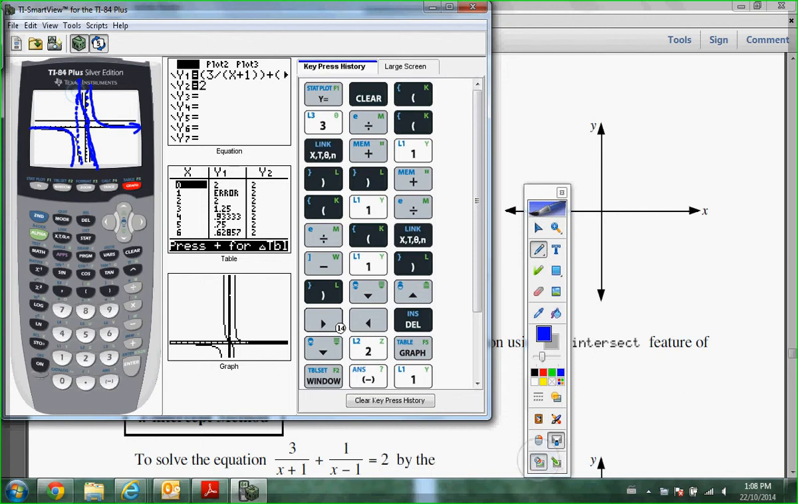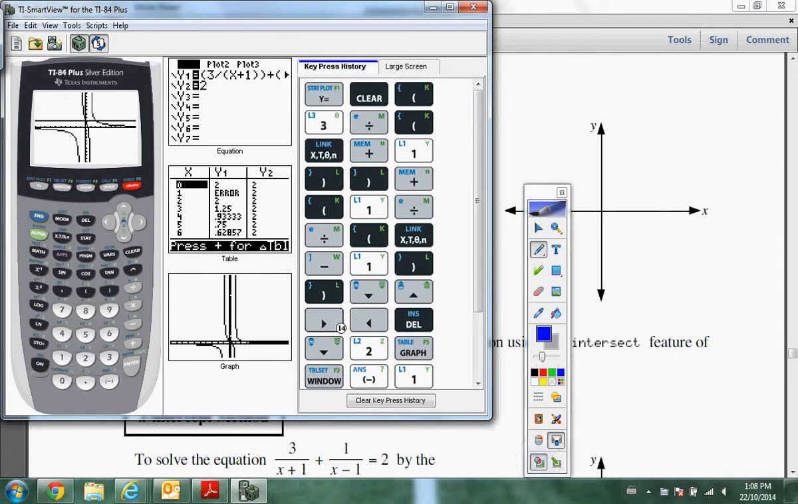Okay, so let's go back to what we're doing, though. We're using the intersection method to solve. Well, what do you do in terms of solving? Where they cross is their intersection, or the answer. So how many intersections do we have? Two. One, two, right there. We have two spots. Okay, we'll have to look at it later.